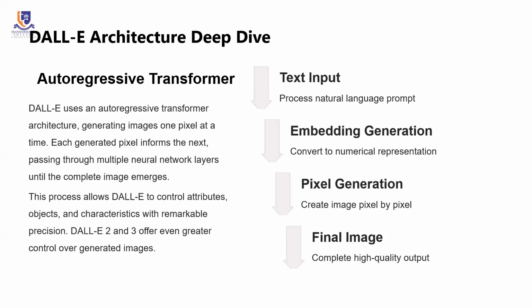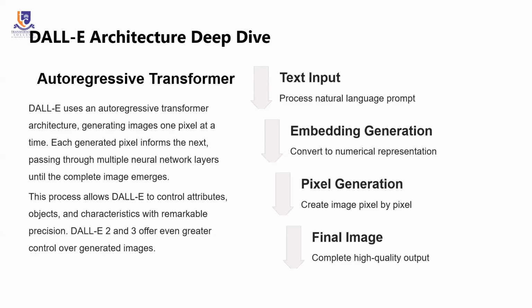We keep building pixel after pixel after pixel. And mind you, it is rapid. It takes seconds to generate, not up to minutes. So it's as quick as possible. That autoregressive transformer process allows DALL-E to control attributes, objects, and characteristics with remarkable precision. And other versions, DALL-E 2 and 3, offer even greater control over generated images.